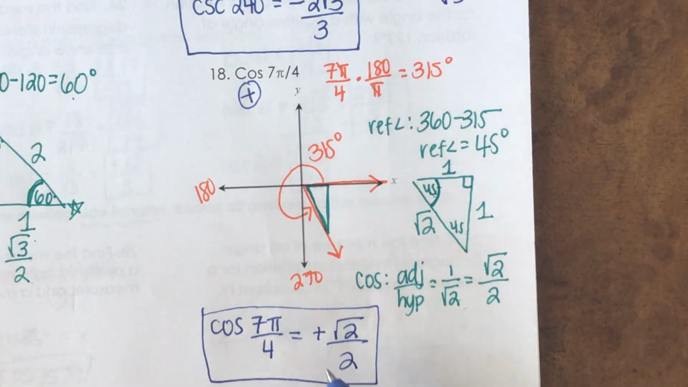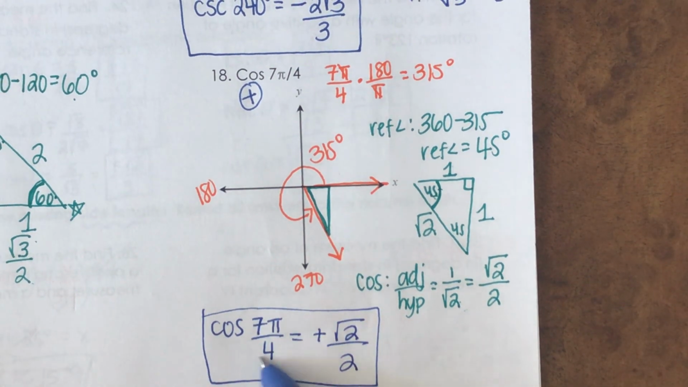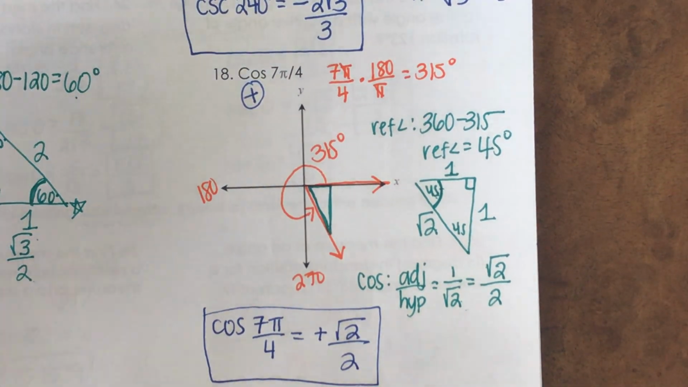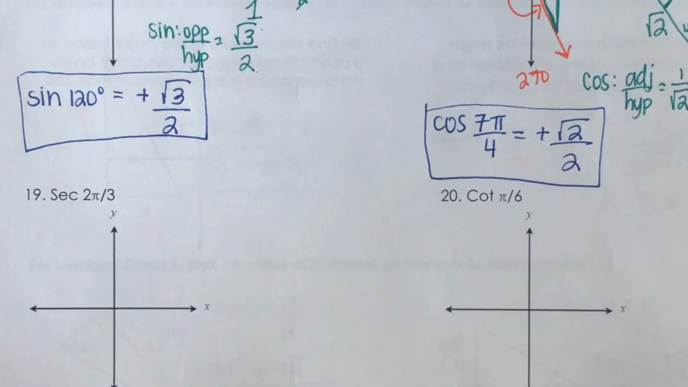Make sure when you're writing your final answer, you go back to whatever form is given to you. So don't write it as degrees, write it as radians, because that's what I gave it to you as. All right, last two, we're so close.